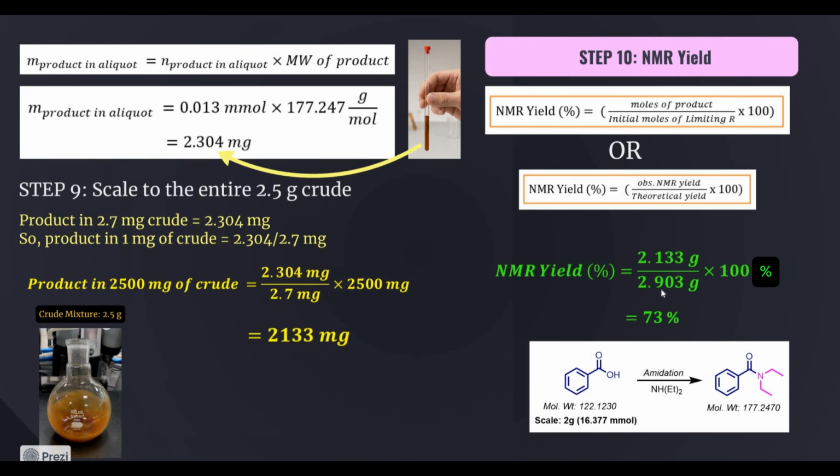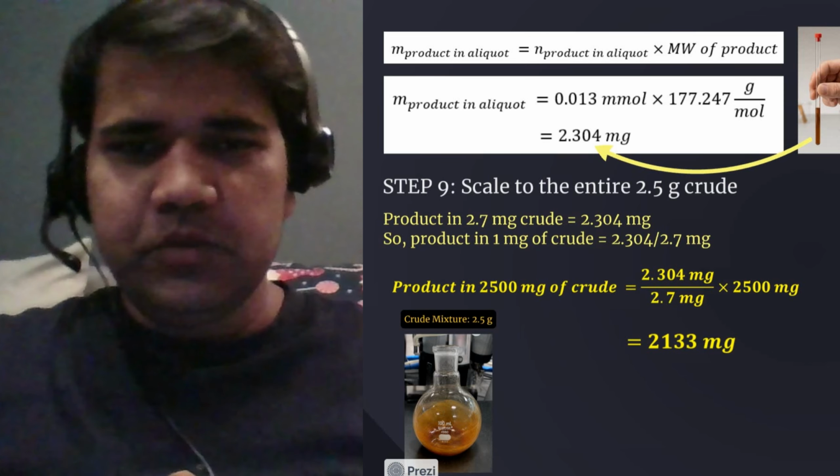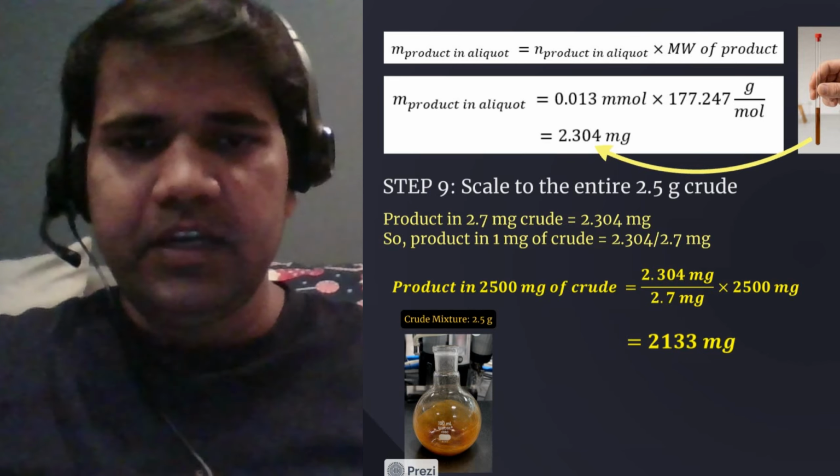So the NMR yield would be this. This is the theoretical yield of this reaction. You can calculate the theoretical yield, which is 2.903 gram, and the observed NMR yield is 2.133 gram. Multiply by 100, which is equal to 73%. So the NMR yield for this reaction is 73%. Okay, so this was the most commonly used method to calculate the NMR yield of the reaction.